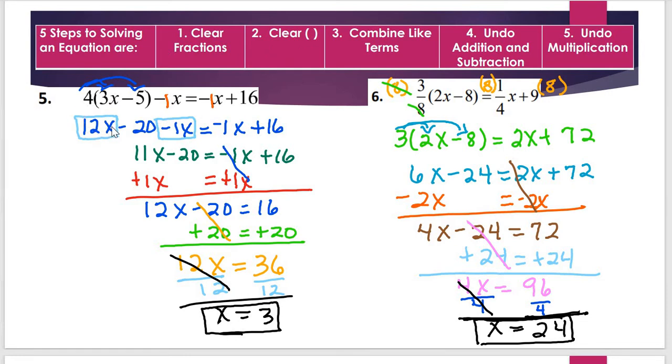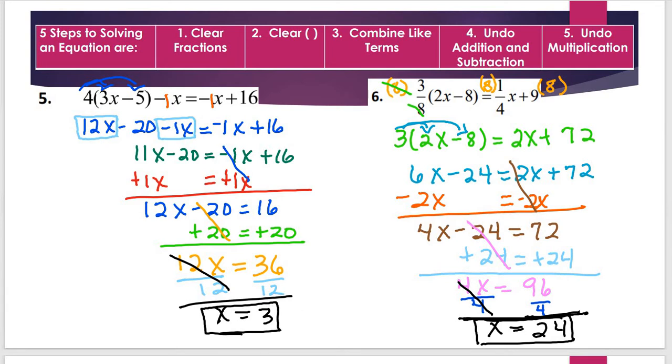When you multiply this out, it gives you 12x minus 20. Bring down the negative 1x. Bring down your negative 1x plus 16. Combine like terms. That's step number 3. So when you say 12 minus 1, that gives you 11x minus 20. Undo a subtraction right here and add the 1x to both sides, and that will give you 12x right here minus 20 equals 16. Now undo subtraction, so you're going to add to both sides because we're right here at step number 4. And then we're going to divide, step number 5. Divide by 12, and that will give you an answer of 3.